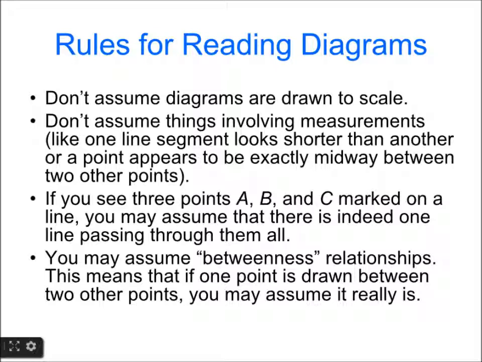Rules to remember. Don't assume diagrams are drawn to scale. Don't assume things involving measurements, like one line segment looks shorter than another, or a point appears to be exactly midway between two other points. If you see 3 points A, B, and C marked on a line, you may assume that there is indeed one line passing through them all. You may assume betweenness relationship. This means that if one point is drawn between two other points, you may assume it really is.